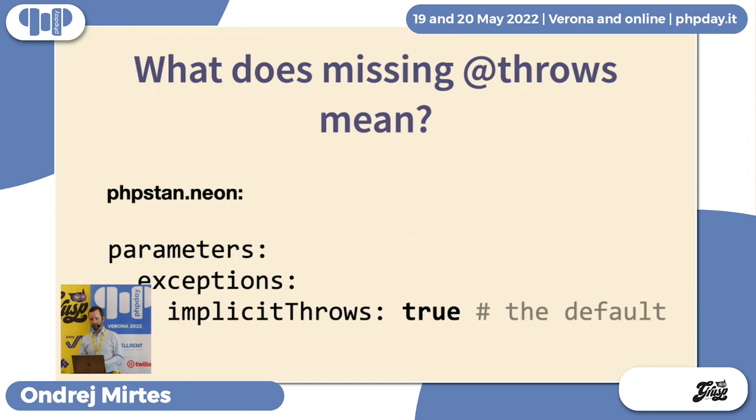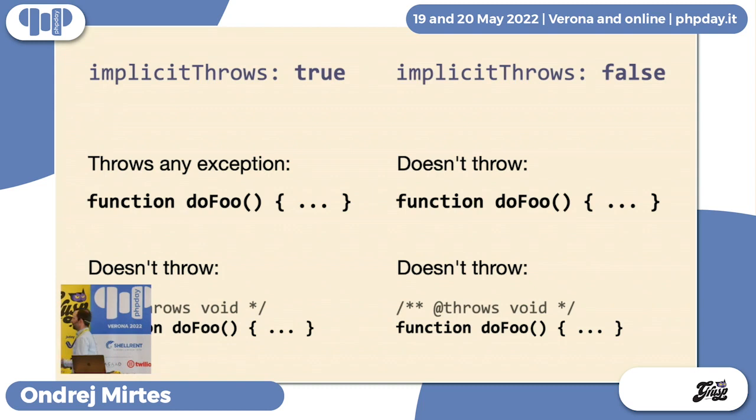comparison of how it works. On the left is the default behavior: a function without any throws stacks can throw an exception. With the implicit throws setting set to true, if you want to inform PHPStan that your function doesn't throw anything, you need to use @throws void, which is a special syntax to tell PHPStan that nothing is thrown. And if you set implicit throws to false, a function without any PHPDoc will not throw anything. @throws void means the same thing, but you no longer have to use it.